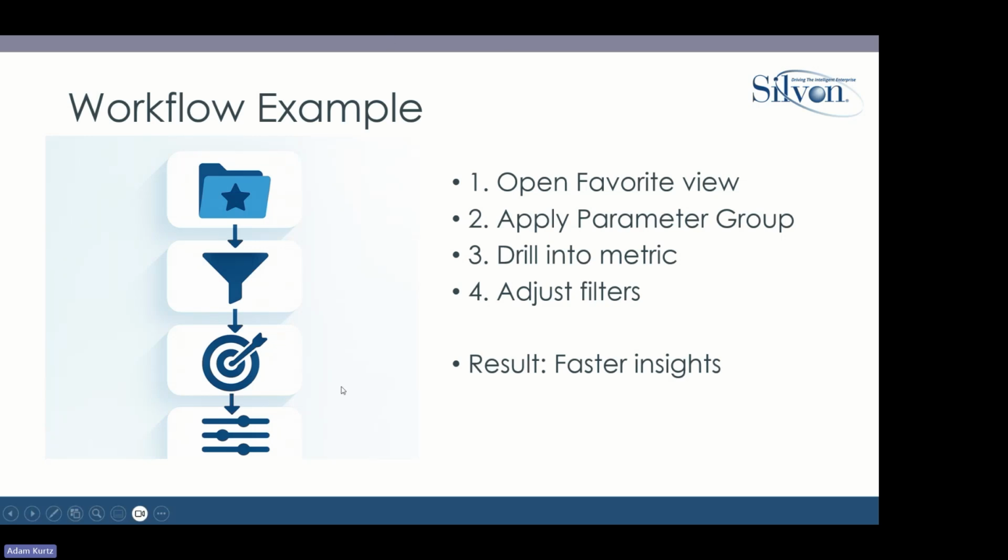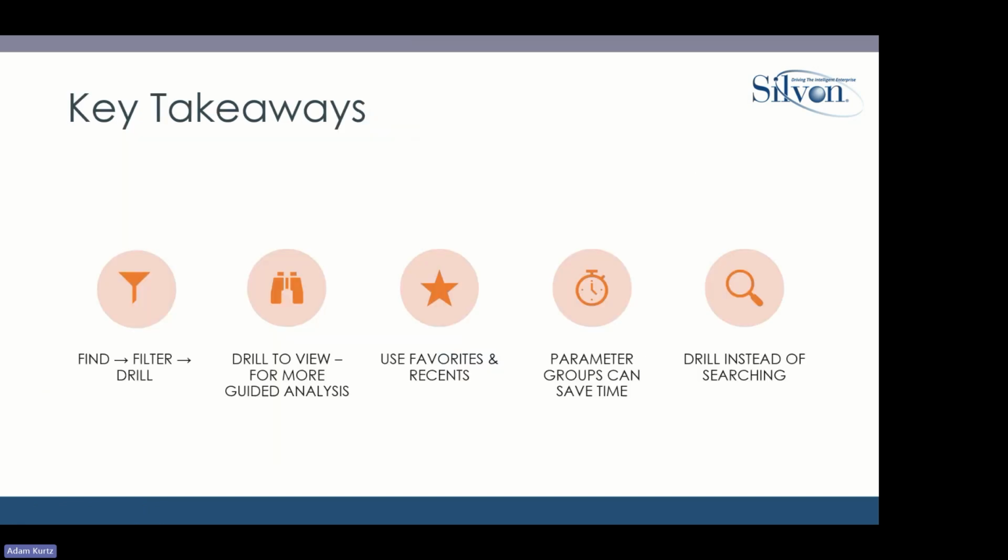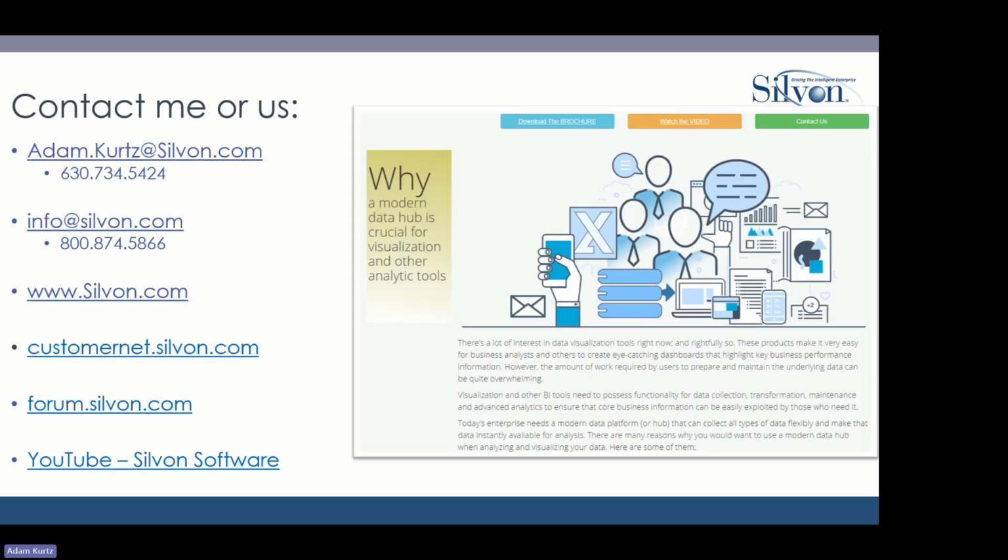I like the little graphic I have here to tell them what are the best practices approaches for working smarter. So again, the key takeaways here: find, filter, drill. We can use parameter groups to help us with some of that. Drill to view for more guided analysis. Certainly want to take a look at that. Use the favorites and recents to find your views. Parameter groups can save time. Drill instead of searching. Again, if you drill, you're really applying a filter at the end of the day. So, pretty simple but fundamental best practices to adhere to.